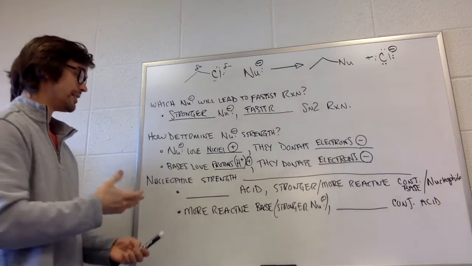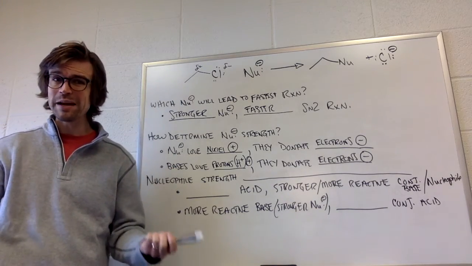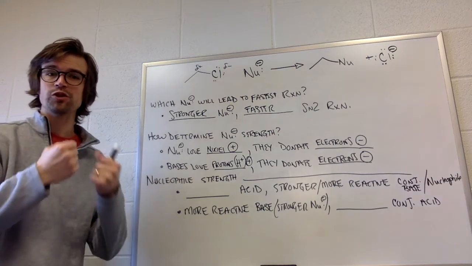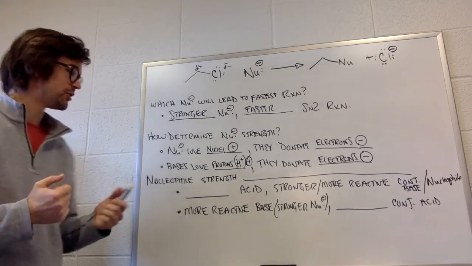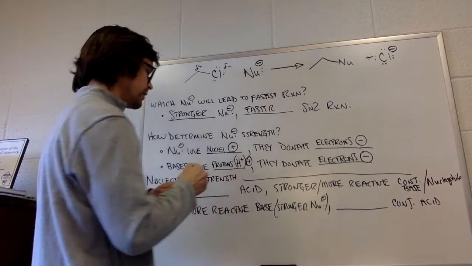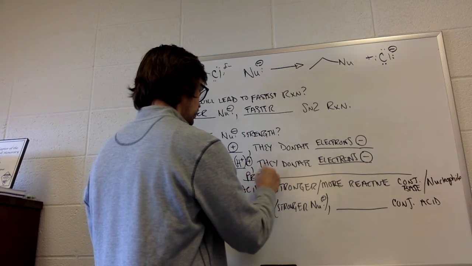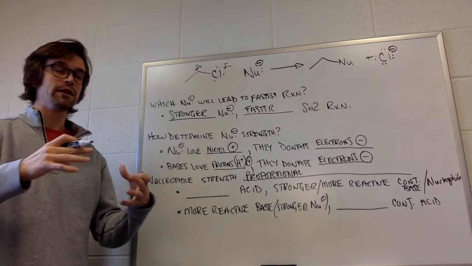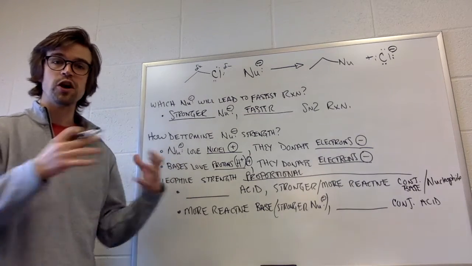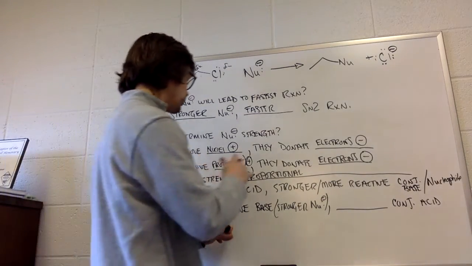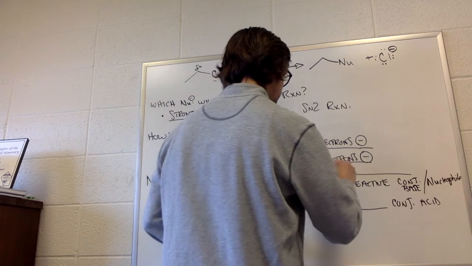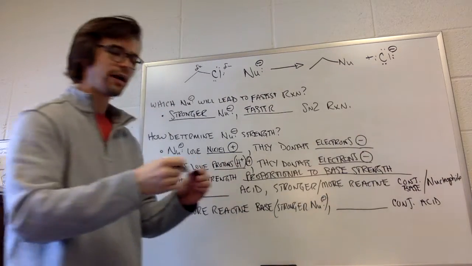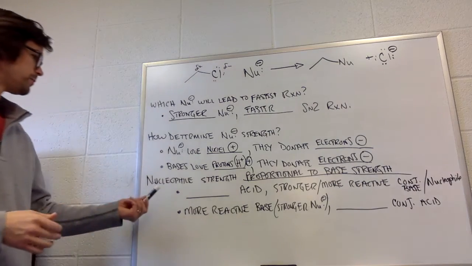So what you can see here is that nucleophiles and bases are kind of the same thing, right? If you already understand from the acid-base chapter what makes a really strong base, it's the same thing that makes a strong nucleophile. Nucleophilic strength is proportional to base strength. That means if the nucleophile is stronger, it's also a stronger base. That's what proportional means. So if that's a stronger base, that also means it would be a stronger nucleophile.